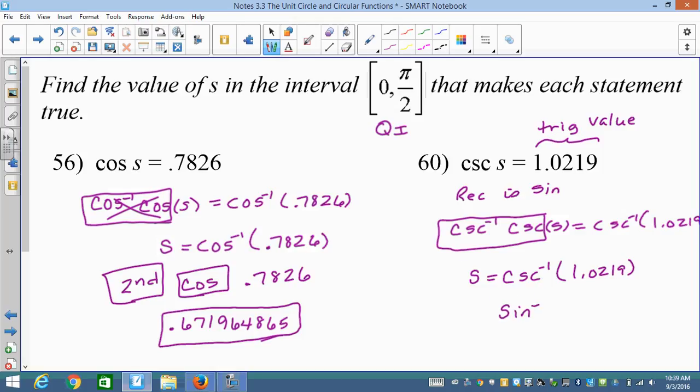So it's going to be arc sine 1.0219, but I need this value flipped, so I'm going to flip them over. Or you can write it in there as arc sine of 1 over 1.0219. Because at this point we've done the reciprocal of both. And there you have it. We'll play with some more of these in class to make sure that you guys are getting these down.